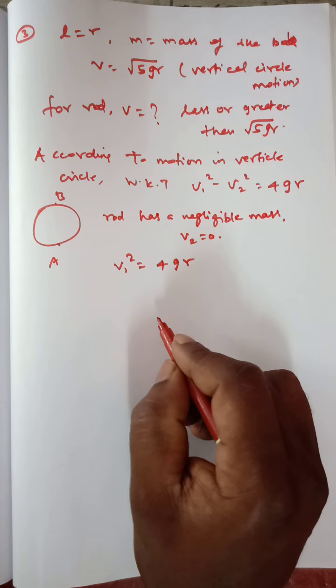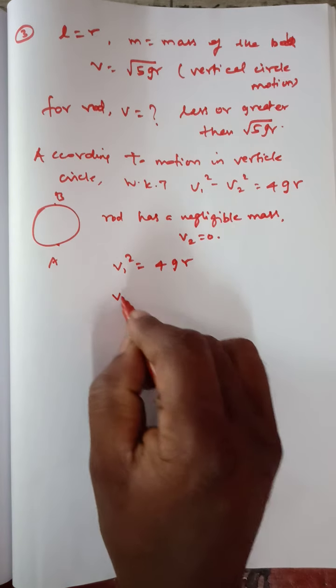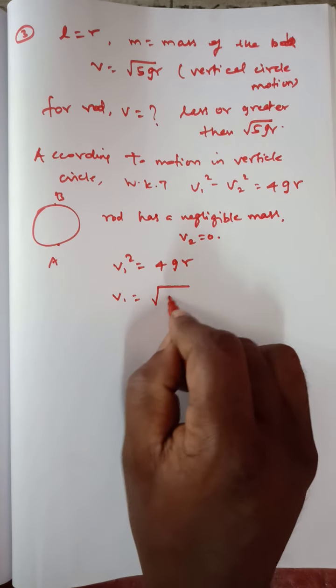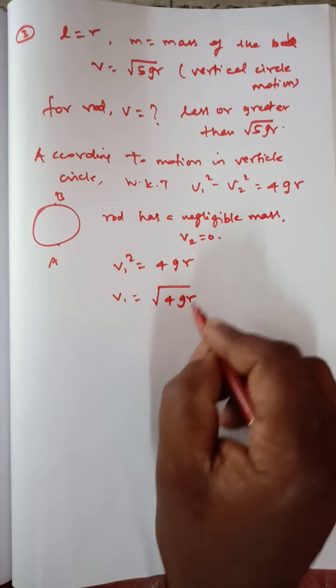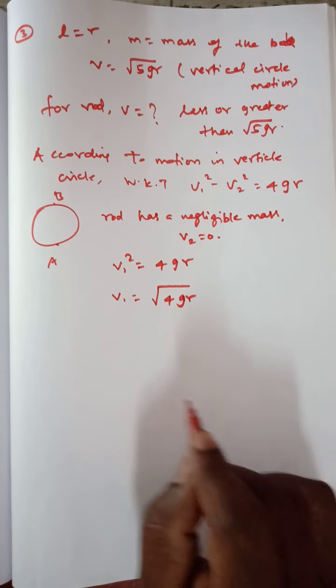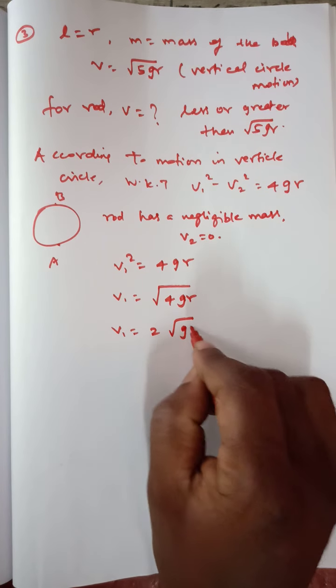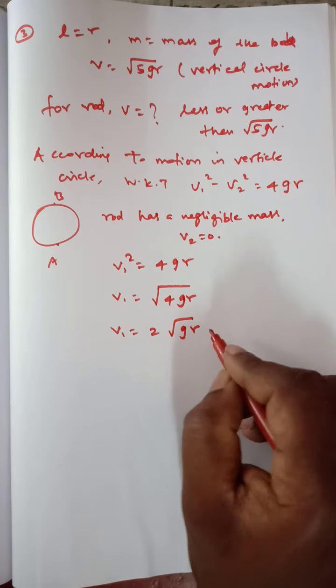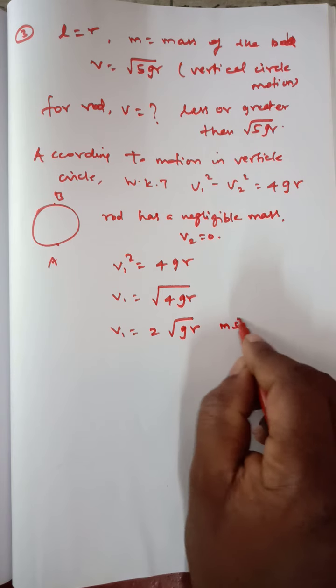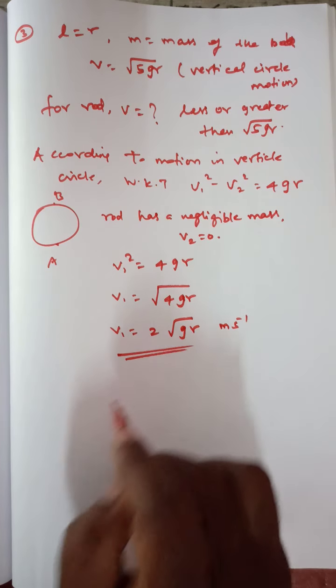Then taking the square root, v1 is equal to the square root of 4gr. The root of 4 is nothing but 2, so v1 equals 2 times root of g into r. The unit is meters per second. So this is the velocity of the object.